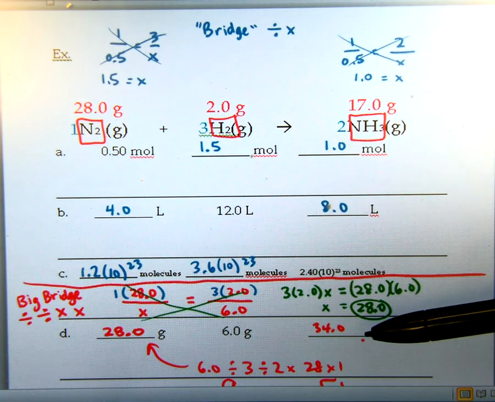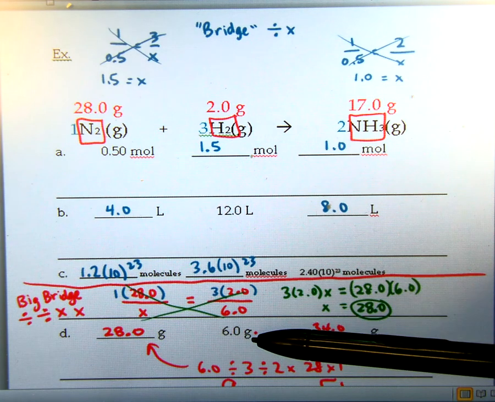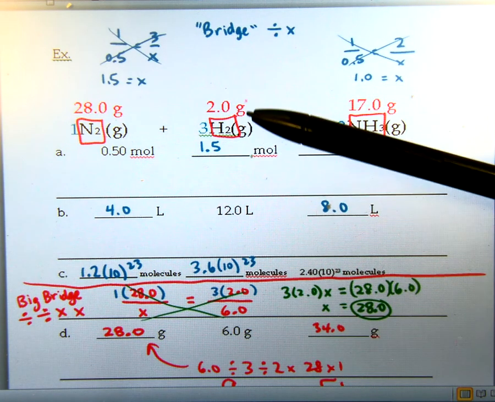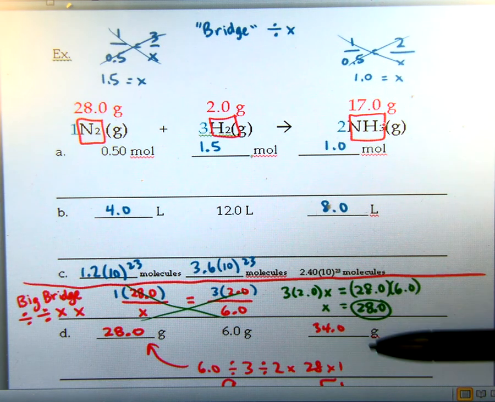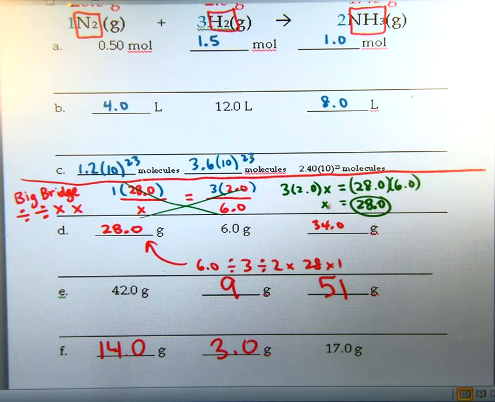If you want to go to part D, the products, you would do 6 divided by 3 divided by 2 times 17 times 2, and that gives you 34. You could follow the big bridge to solve each of parts E and F as well, and these are the answers that you would get.